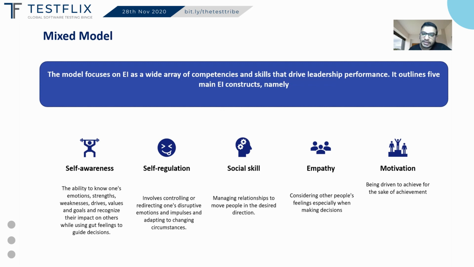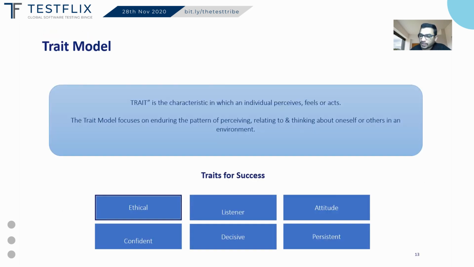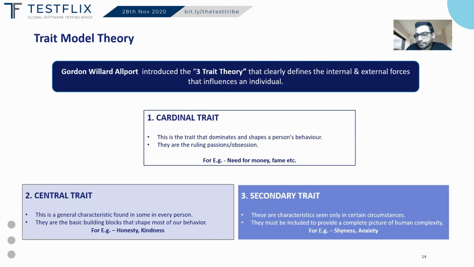And the third is the trait model. The trait model is very interesting, and I think it says that everybody has three traits. One is the cardinal trait, one is the central trait, and one is the secondary trait. The cardinal trait essentially is the ruling trait, or you can say the ruling passion or obsession of any person. For example, need for money, fame, etc.